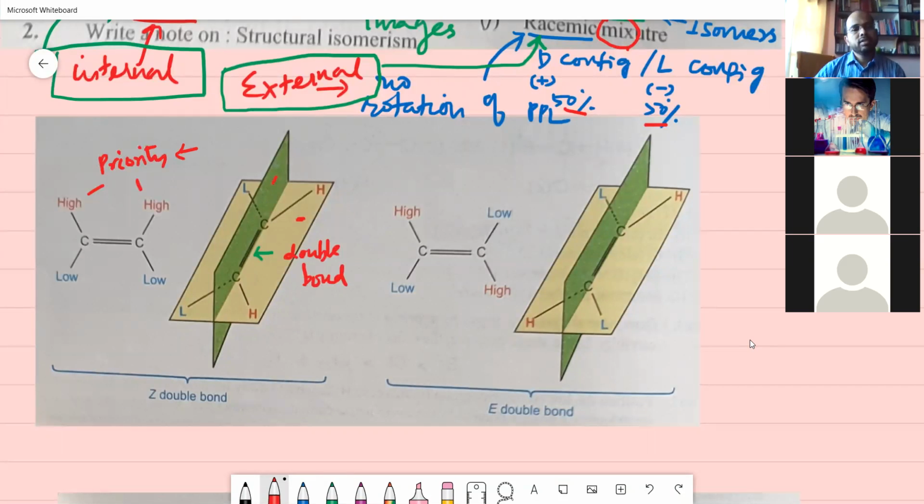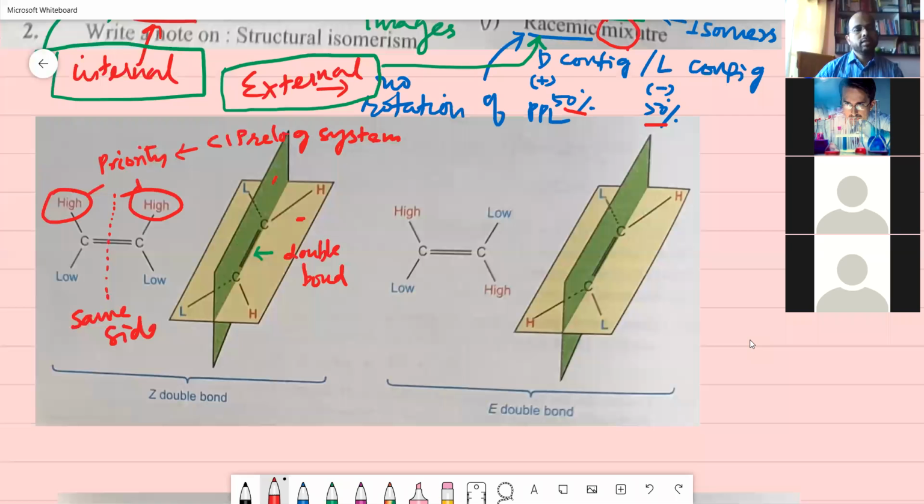I think we have seen the Cahn-Ingold-Prelog system, in which we gave the priority 1, 2, 3 based on the atomic weight. Higher the atomic weight, higher the priority. So you draw a line across this and see if both high priorities are on the same side. Same side, then you call it the Z isomer, and it is a double bond.